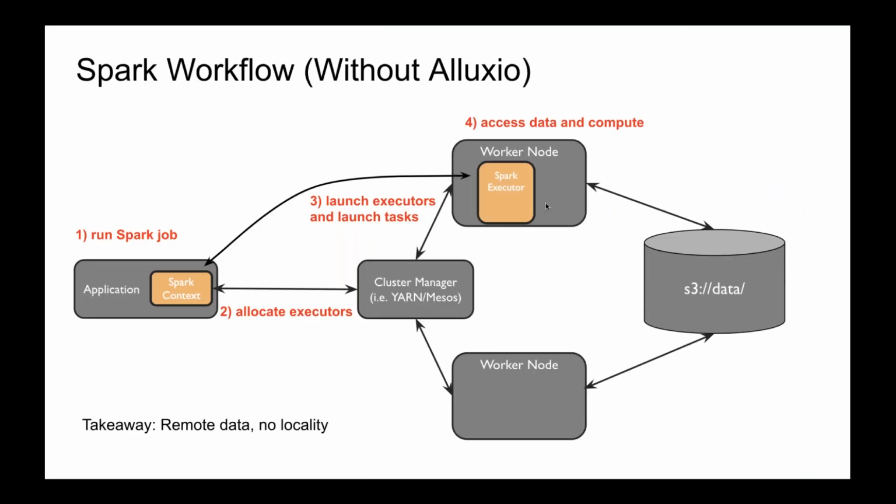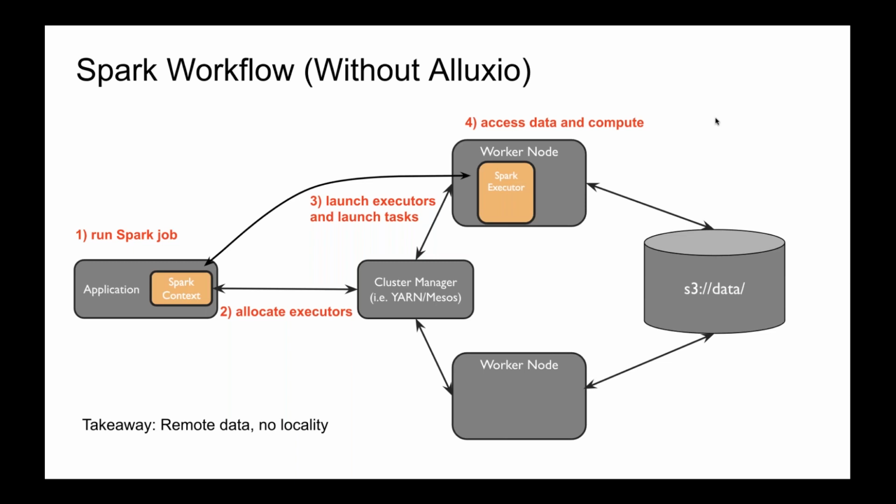So this is the workflow of how Spark works. And first, in this picture, we assume the data is remote. It's not co-located with the Spark workloads. In this case, the user first runs a Spark job by submitting this Spark application. In a lot of cases, people are running in YARN mode or Mesos mode, and they have the cluster manager, which will accept this Spark job and then allocate different executors to run the job. So this is the second step.